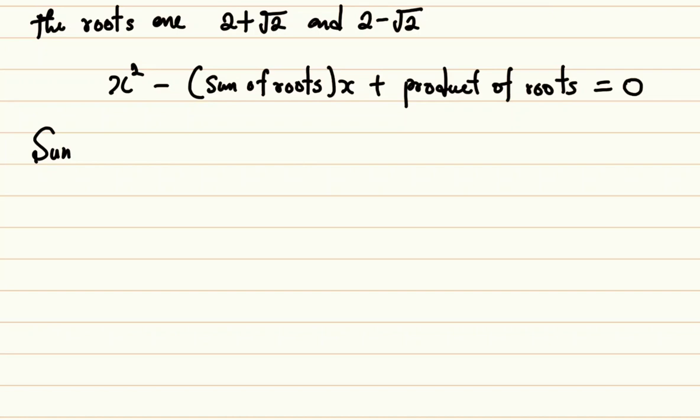Now the sum will be 2 plus root 2, then plus 2 minus root 2. Now in this case you can see that this and this will go off each other. The answer is 4. Then let's go for the product.